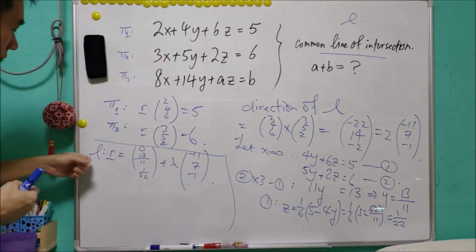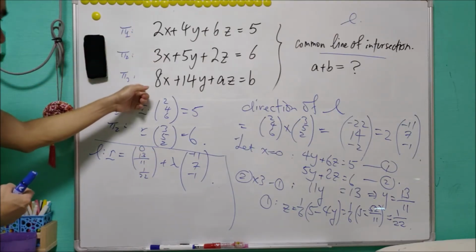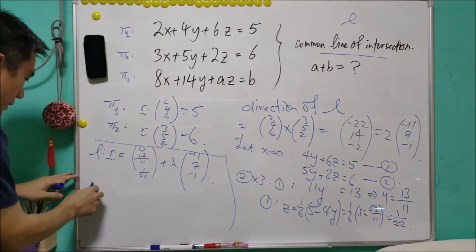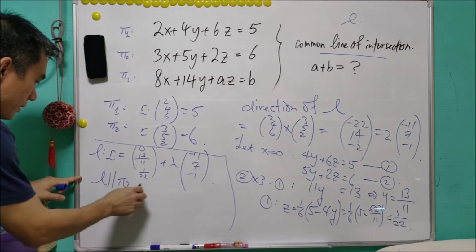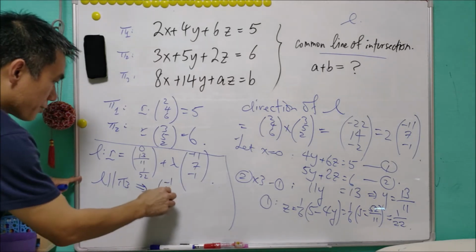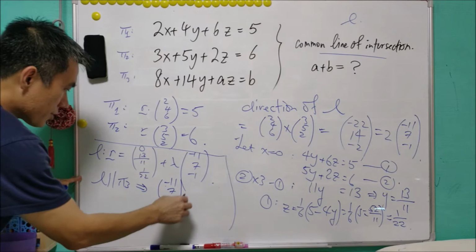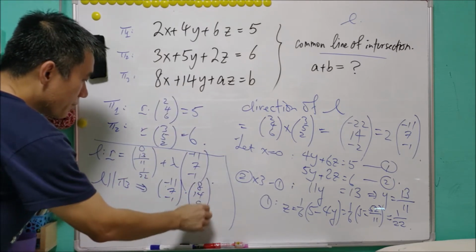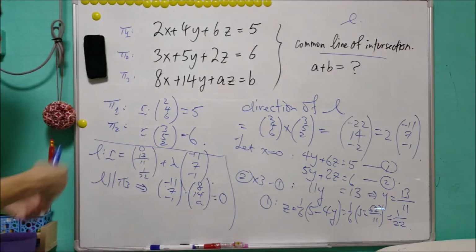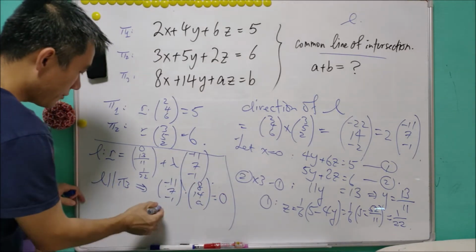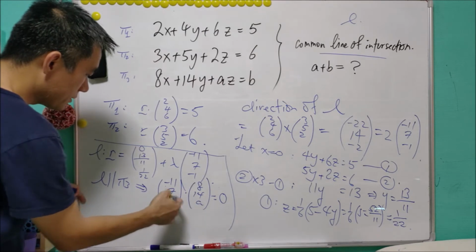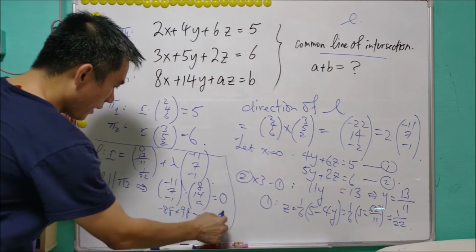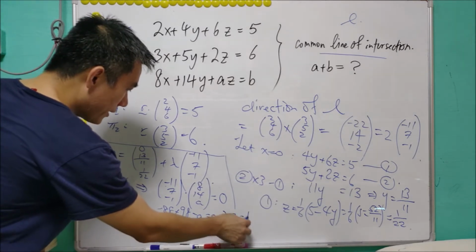Given the condition, we know that L is common to pi 1, pi 2, and pi 3. This will mean that L will be parallel to pi 3. Then it will mean that the dot product of these two directions will be equal to 0. From the calculation, we know that negative 88 plus 98 minus A equals 0. And therefore, A is equal to 10.